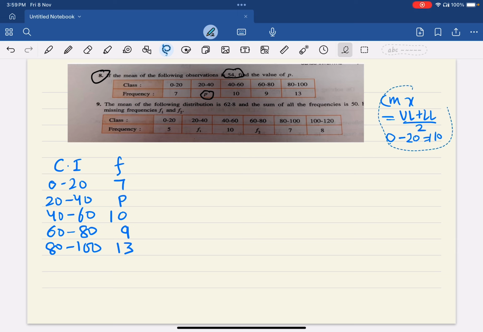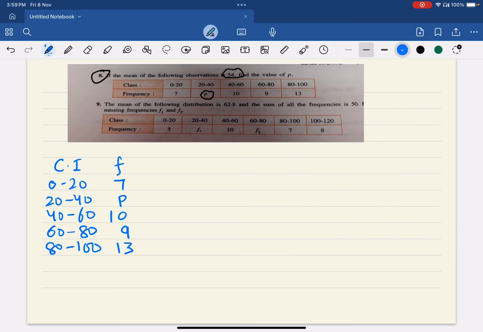So you can just check, 20 minus 0 is 20, 40 minus 20 is also the same. So we will just use this and put the class marks. The first class mark is 10, and since class width is 20, just add 20 to 10. So this is 30. We need not redo the calculation. Keep on adding 20 and we have got the class marks. So in the direct method, we multiply f and x. So we call it fx. So 7 times 10 gives us 70. 30 times p gives us 30p.